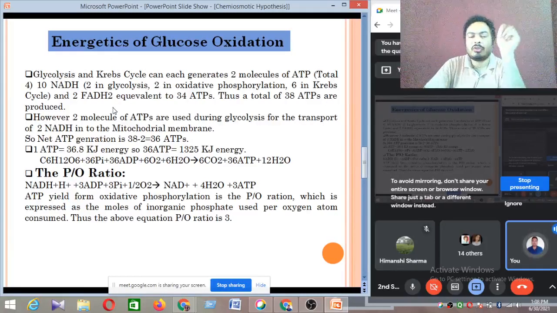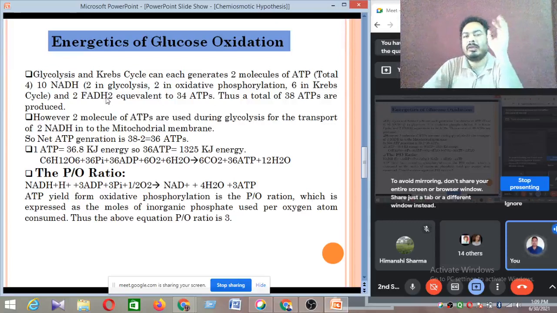Also, they produce 2 FADH2. That means in total they produce 4 ATP, 10 NADHs, and 2 FADH2. As a whole, they produce the equivalent of 34 ATP molecules from the 10 NADHs and 2 FADH2.